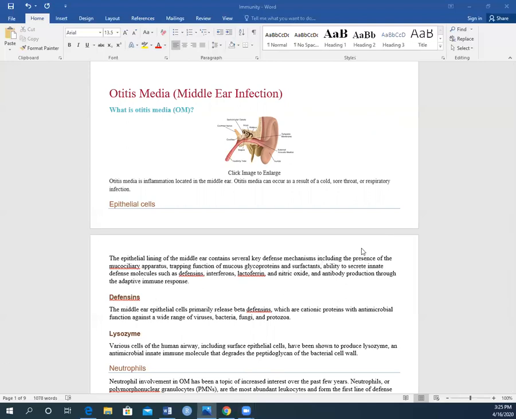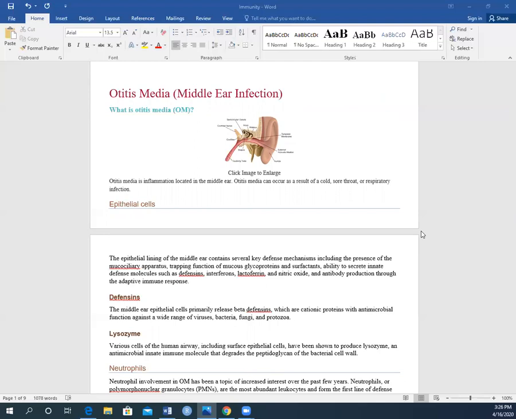Okay, so otitis media, this is a middle ear infection. A lot of times otitis media is going to be inflammation in that middle ear as a result of a cold, a sore throat, or respiratory infection. So you have the nonspecific defense barrier of the epithelial lining of the middle ear that remains intact, and the functions of the mucus and the cilia to trap the bacteria that could be getting in the ear. So this is all functioning fine.